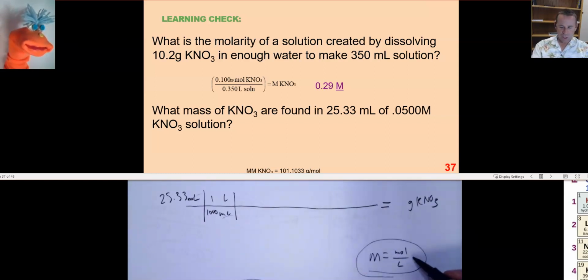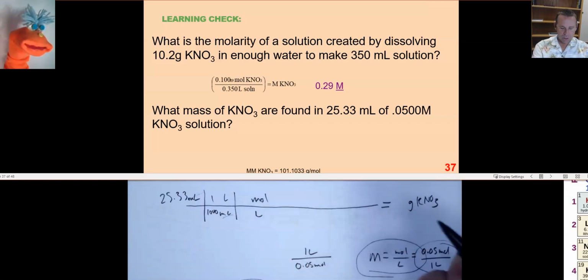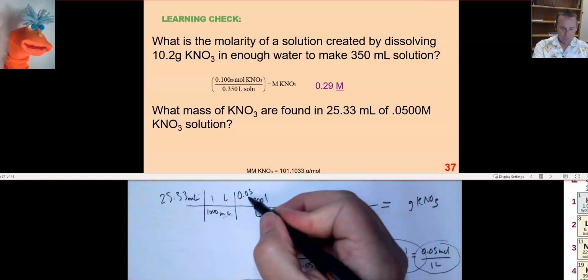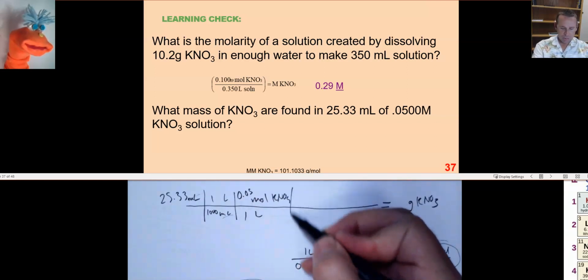The solution's concentration is 0.05 moles for every liter. But I can also say that there's 1 liter and it contains 0.05 moles. Okay? Just like the density, this can be expressed either way to be utilized to answer whatever problem we're after. So I put liters on the bottom and I put moles on the top. It's 0.05 moles for every liter of solution. And that's moles of KNO3.